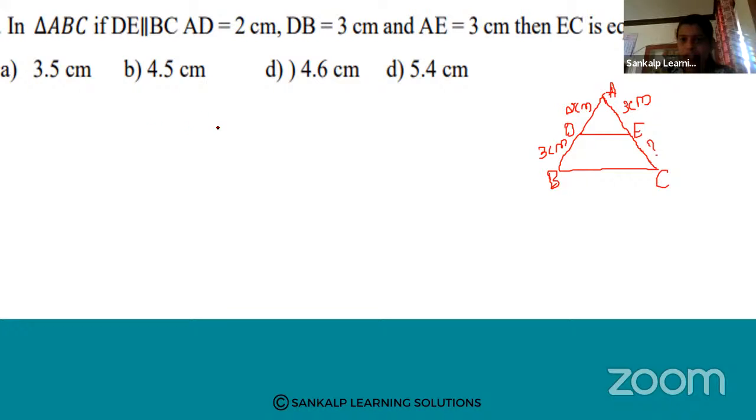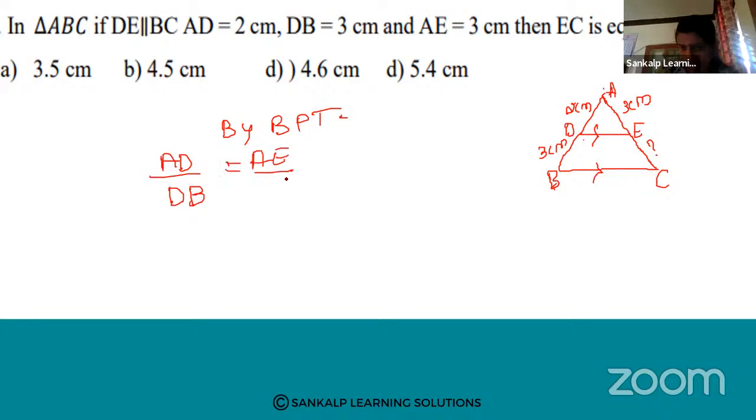Okay. By Thales theorem, basic proportionality theorem, or by BPT, we can say AD divided by DB. Why? Because DE is parallel to BC. When DE is parallel to BC, then corresponding sides are in the same proportion. So these two are equal. So AD divided by DB is equal to AE divided by EC.